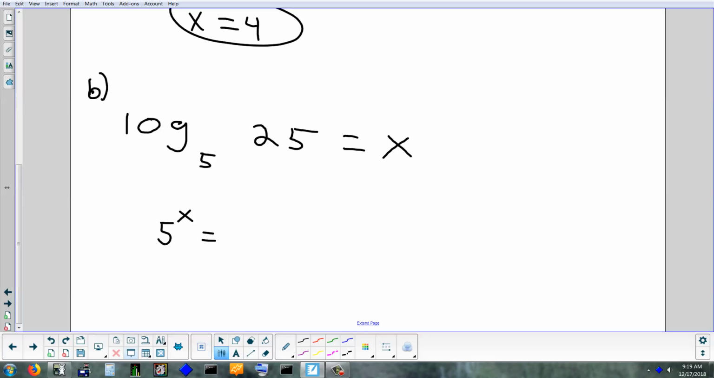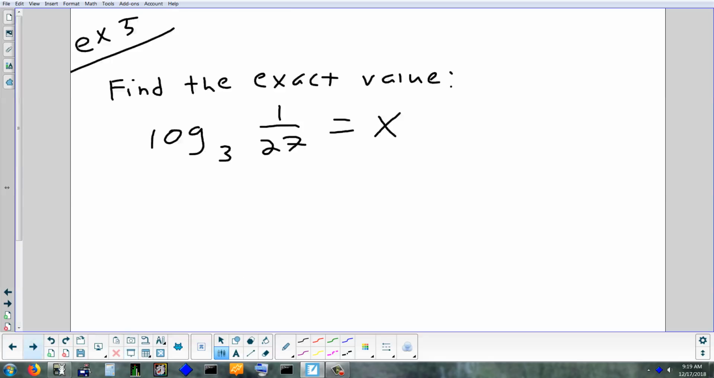And then what goes on the other side? Equals 25. Yep. There we go. So 5 to the x equals 25. Again, another one that we can do in our head. What's x here? 2. Now, it's not always going to be a nice number, and we'll learn how to use the calculator when that happens. Any questions on that? It's a very simple log equation to solve.